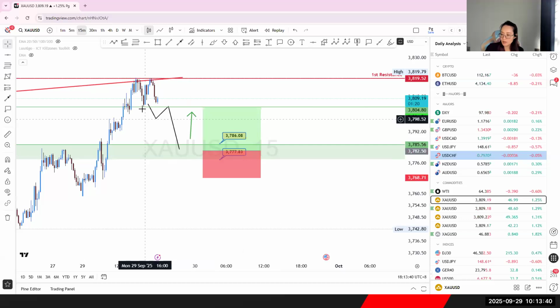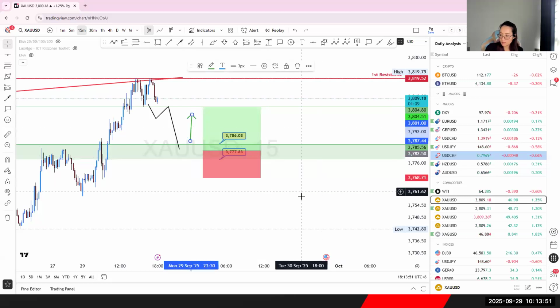Okay, if M15 closes with equal high or M pattern, break. If you see the break and then pull back, you sell, target here. If not, you wait for the buy entry at this level.